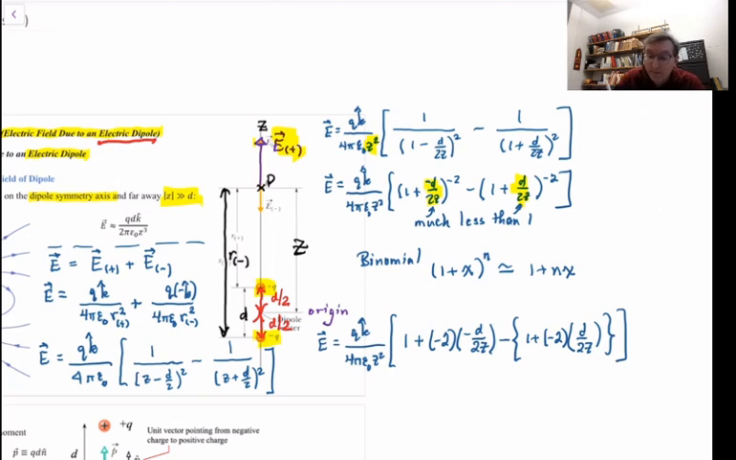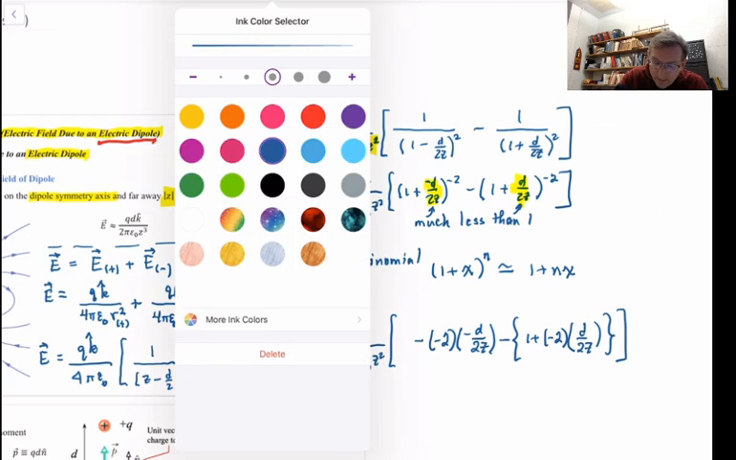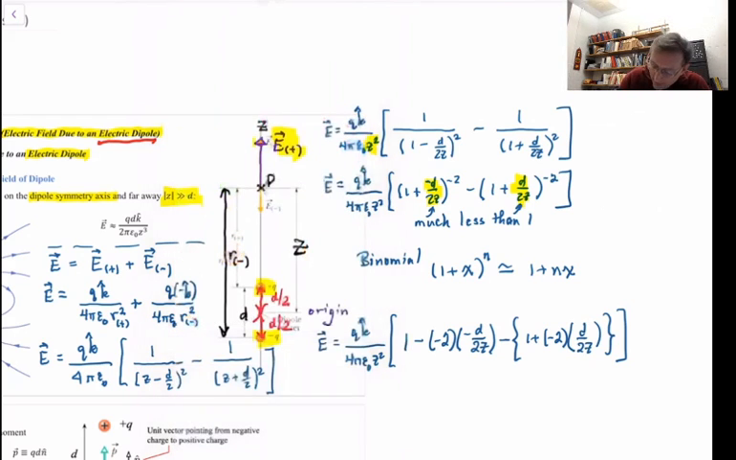Now I've got to look very carefully at the pluses and minus signs. I've got a plus 1 here. Whoops, I didn't mean to erase it. There we go. I've got a plus 1 here and a minus 1 there. Now let's look carefully at this next. I've got 3 minus signs multiplied together. So let's see what that is. Well, that's negative d over z.